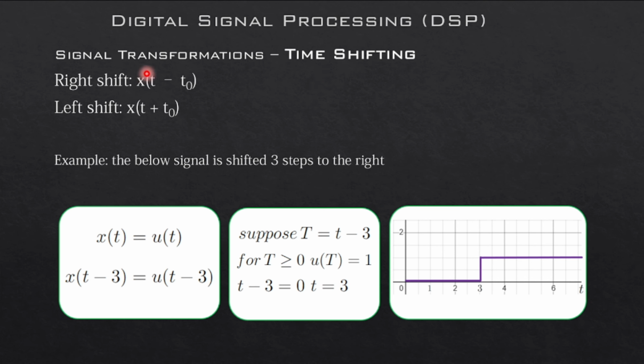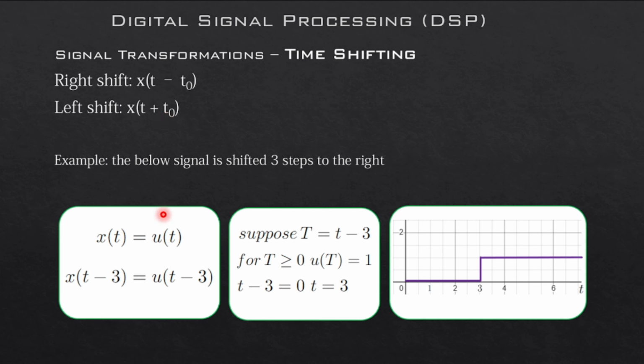Signal transformations, or time shifting, we've already seen that. So let's see the right shift, which is x(t minus t0). So this would be a signal where it exists at t equal t0, correct? Left shift means x(t plus t0), so it exists at t equal minus t0.